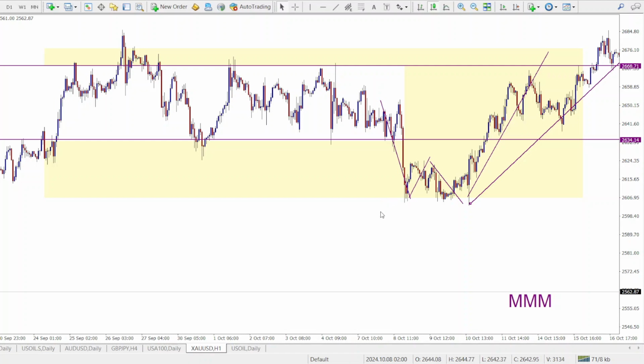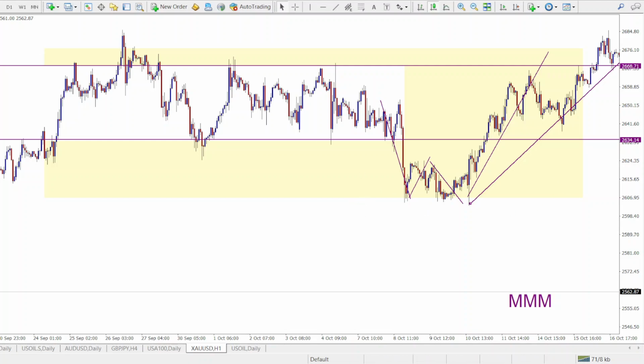All right. And then thirdly, combine with technical tools. While MMM focuses on patterns and behavior, pairing it with indicators like moving averages or Fibonacci levels can actually strengthen your strategy. And then fourthly, work with smaller time frames.